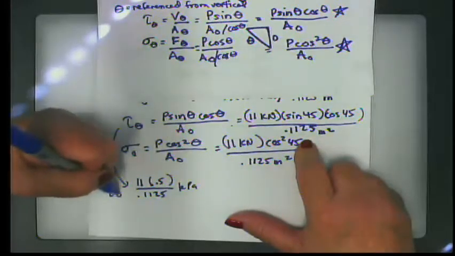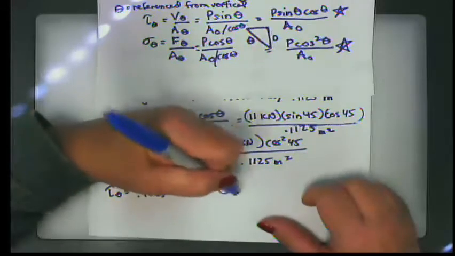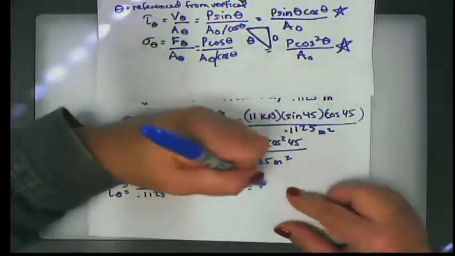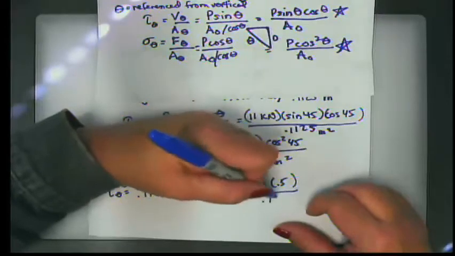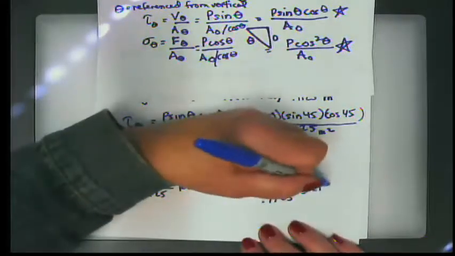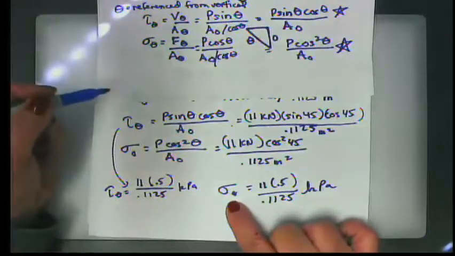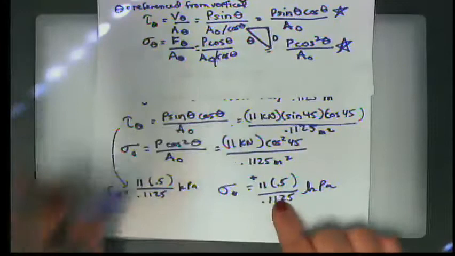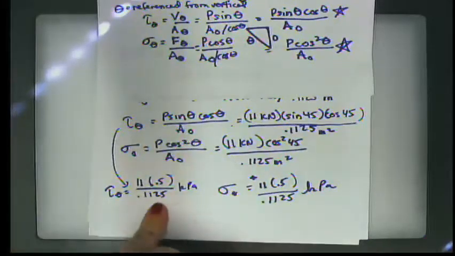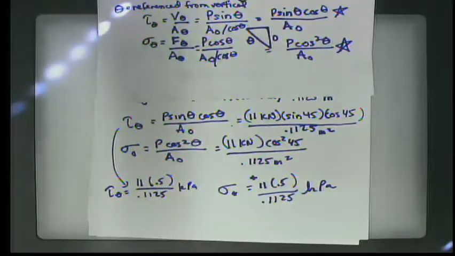That's my tau sub theta. And my sigma sub theta is the same thing, 11 times 0.5 divided by 0.1125 kPa. Now, sigma we have a sign convention for. If it's in tension it's positive, if it's in compression it's negative, so this is positive. We do not have a sign convention for sigma or for tau at this point. We will, and I'll introduce that later on, but right now tau just spins it one way or the other. It's not a fundamentally different physical property like tension and compression. So we'll talk about that in a little bit.